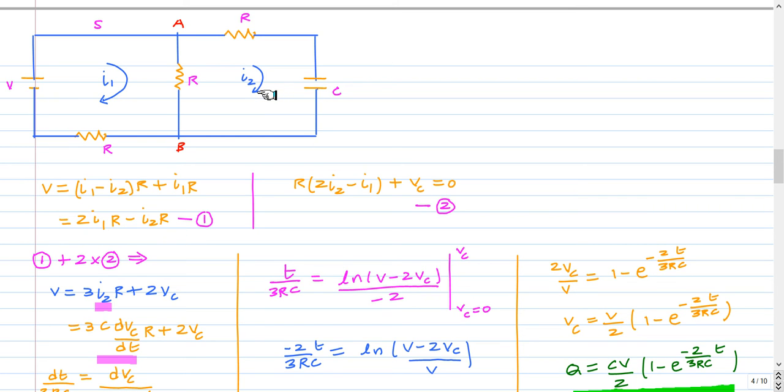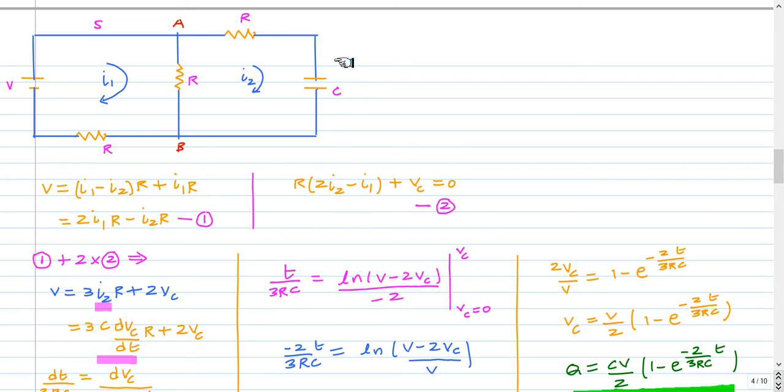And writing KVL in loop 2, we get this R into I2 plus this R into I2 minus I1. The loop direction is this way, so the current flowing in this direction from B to A is I2 minus I1. So the drop across this resistance will be R into I2 minus I1. So combining these two drops, we get R into 2I2 minus I1 plus the voltage drop across capacitance is VC, that's equal to 0. So we have two equations.